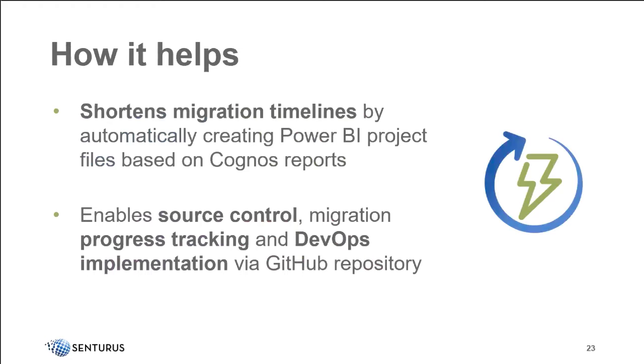So how does it help? Well, number one, it shortens the migration timeline. Really, both of these tools do that, right? They save you time because there are things that you would otherwise have to do manually that are being done more automatically by these accelerators. Also, it enables source control. So once you've got these reports in a Power BI project file, if you have developers doing additional work on them, you can actually track version changes because all of this is in GitHub. It allows you to track progress, and also gives you the opportunity to integrate it with your DevOps pipeline if you want to use a DevOps approach to deploying your reports.